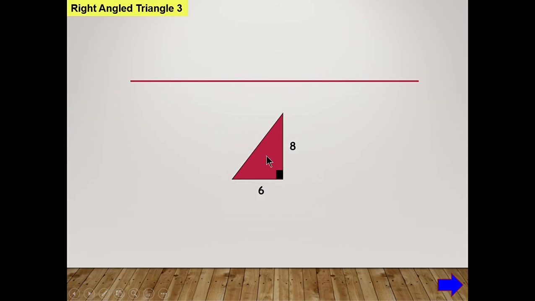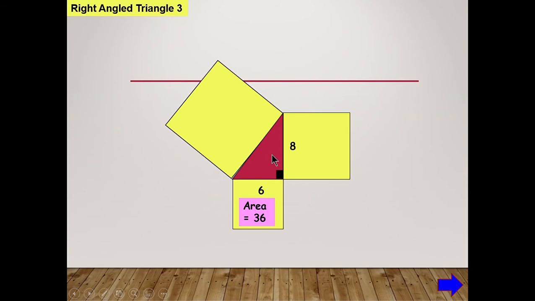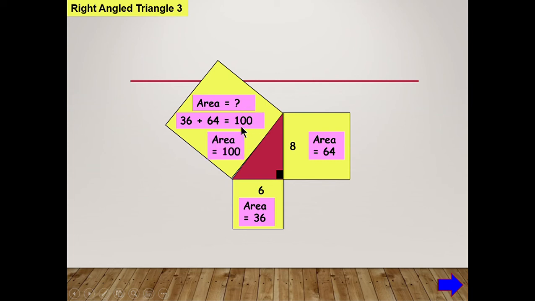Here I've got an 8, 6, so 6 squared, 36, 8 squared, 64. I know that the area of this is going to be 100, and it probably won't give me the length again. I think that's the next bit, but the area is 100, and I know that the length is going to be 10.